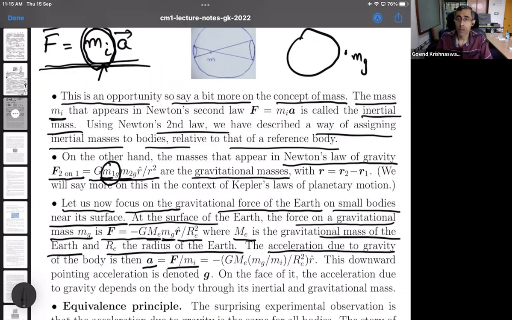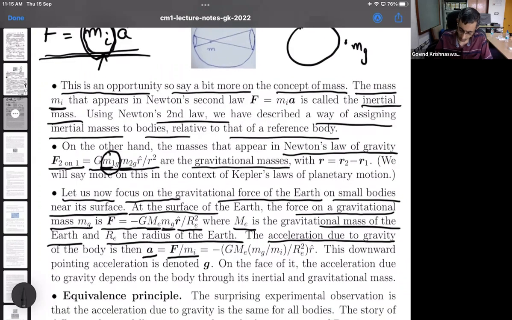Okay, so suppose I put that in. This is where something interesting happens. Putting that in, we get that the acceleration that the stone undergoes is given by G M_E times the gravitational mass of the stone divided by the inertial mass of the stone, divided by the radius squared. This downward pointing acceleration is called the acceleration due to gravity and is denoted by a boldface g. It's a vector, boldface g.